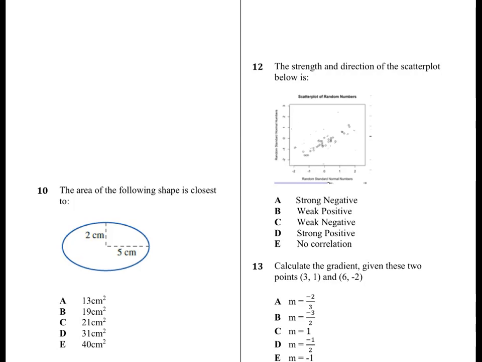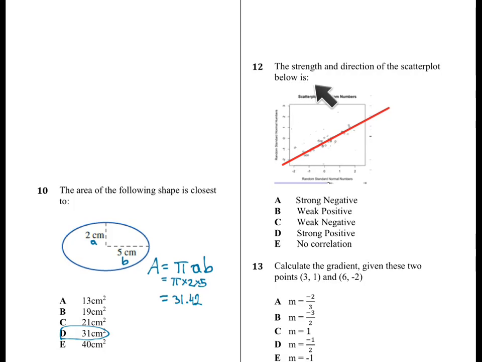So I go to my formula sheet and I look up the area of an ellipse, which is pi times the a number times the b number. And I make sure I label them. Up one could be the a number, and the one that's going across can be the b number. So in my calculator, I'm going pi times 2 times 5, which gives me 31.4, which is closest to D. Okay?